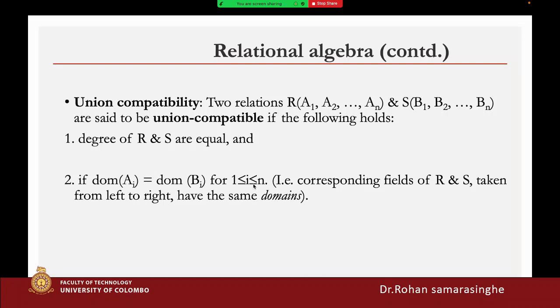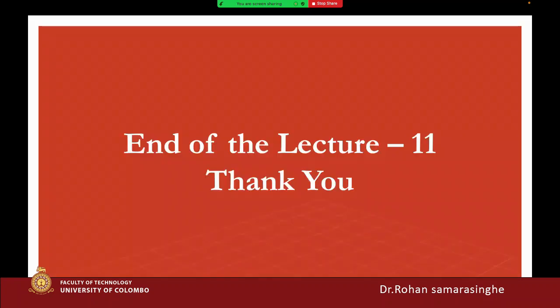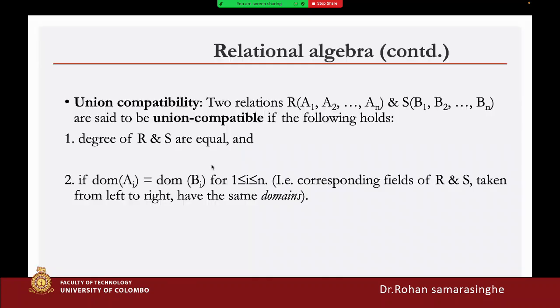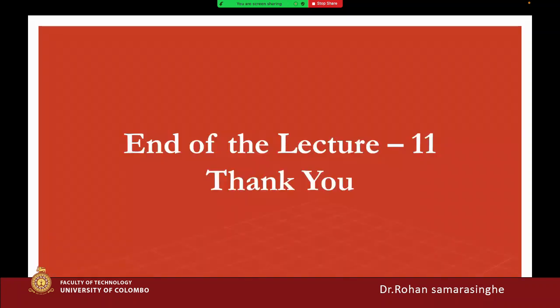That is, the corresponding fields of R and S, taken from left to right, have the same domains. If the domains are different, it cannot be done. These are the two main characteristics if you want to union or combine two relations together. So this is the end of the lesson.